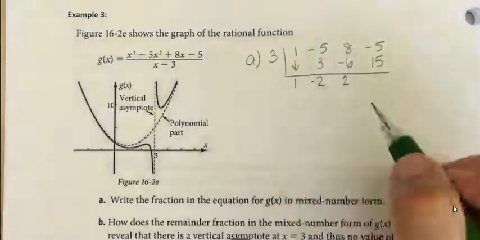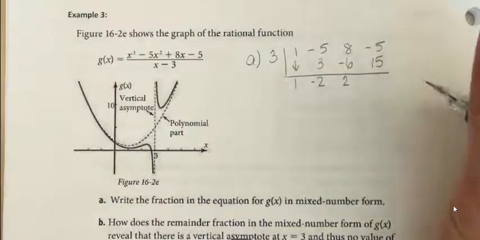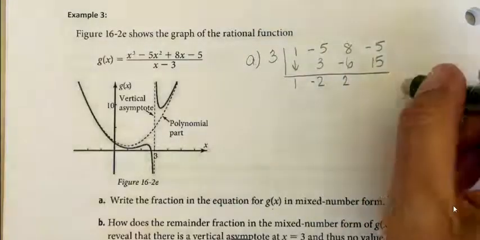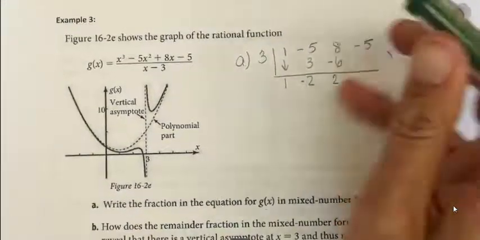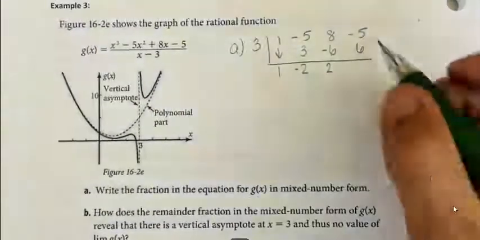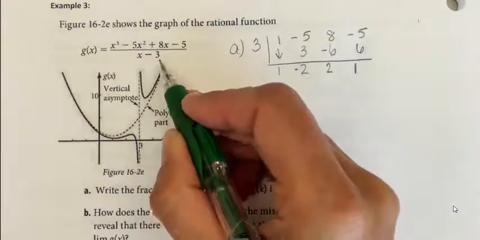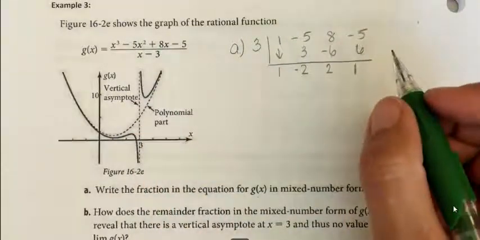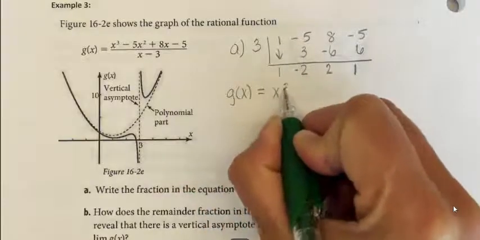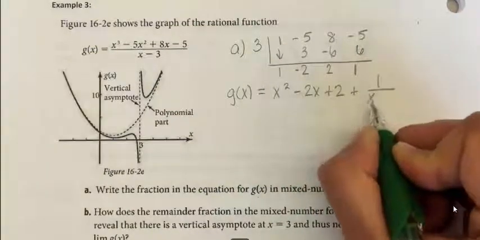So see, x minus 3 is not actually a factor. I did something wrong here. Oh, 2 times 3 is not 15. It is 6. Thank you. But still, we end up with something left over. So we know that x minus 3 is not actually a factor of this. So what we end up with is x squared minus 2x plus 2 plus 1 over x minus 3.